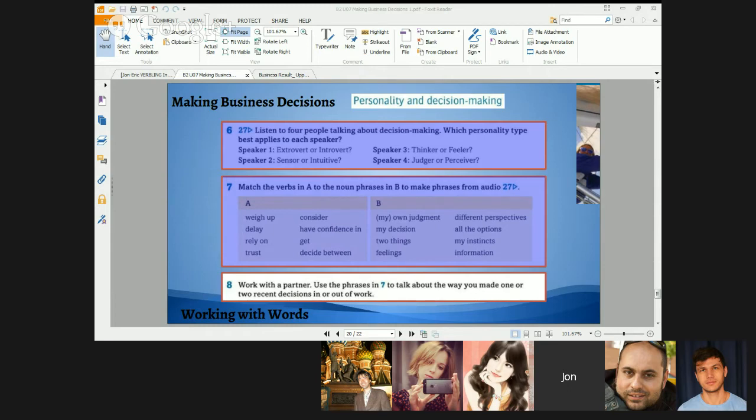Let's see if we can get 1 or 2 others here before we go on to the next section. Would anyone else like to talk about a recent decision that they've made, particularly in the workplace? Particularly because this is a business class. I know not all of you are working, but it can be something related to school as well. Sylvia, have you made a decision recently? You're at school right now. Yes, I'm at school right now. I want you to use no less than 2 of those expressions in box number 7 to tell us about it.